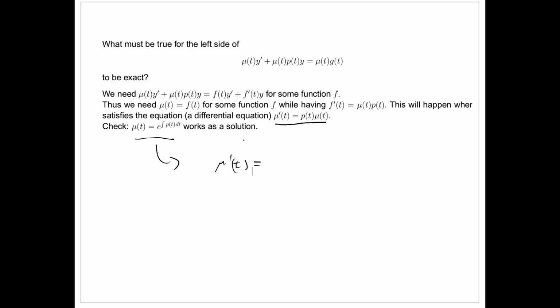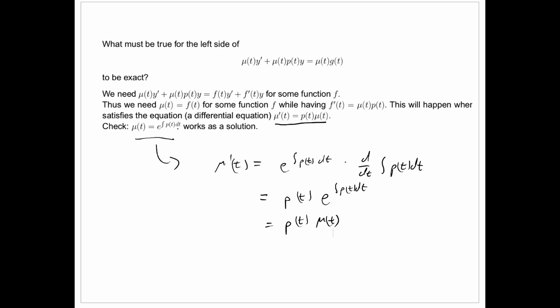Well, we just use the chain rule to differentiate. It will be e to the integral of p of t dt times the derivative of the integral of p of t dt. But of course, that derivative is just p of t itself, and this just gives us p of t times e to the integral of p of t dt, which is p of t times mu of t. And so it's very easy to check that this is a solution to this differential equation.